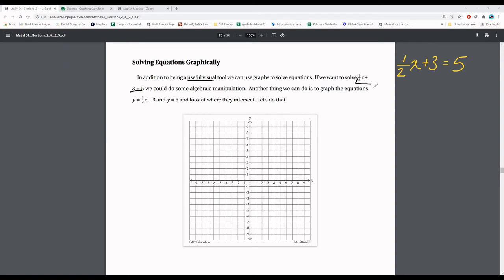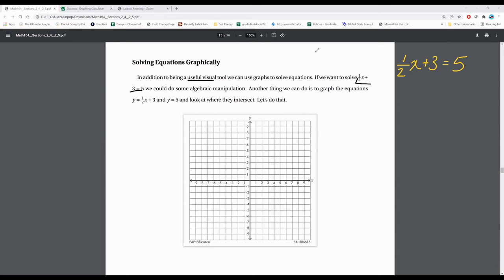The other thing we can do is graph both sides of the equation and then look at where they intersect. There are times when you're dealing with equations that are quite long and quite difficult to manipulate algebraically, where this is a completely valid way to view solutions.